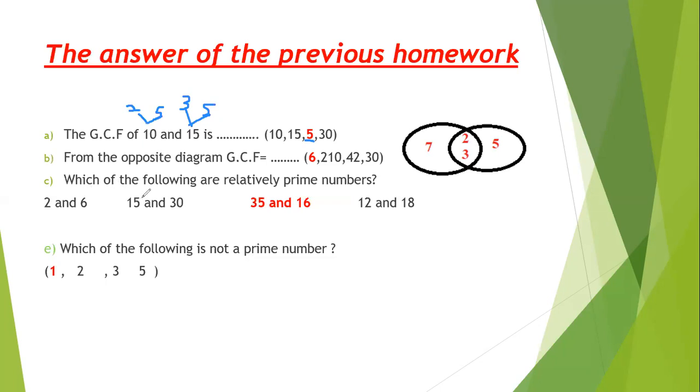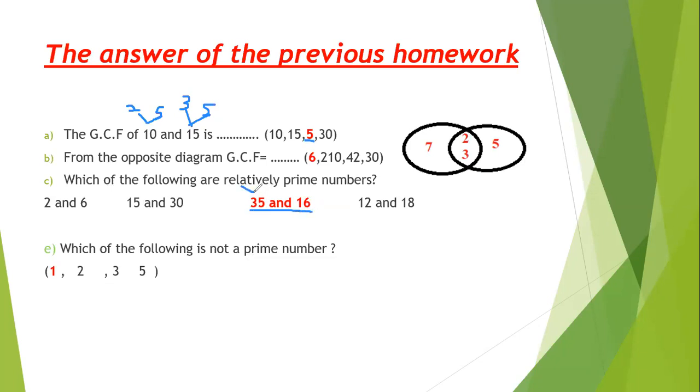Number C. Which of the following are relatively prime numbers? What is the meaning of relatively prime numbers? The relatively prime numbers are numbers whose only common factor is 1. So when I get the GCF, it will be only 1 because there are no common factors between both numbers. This will be 35 and 16.